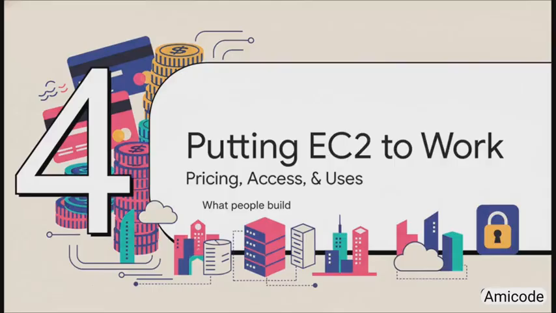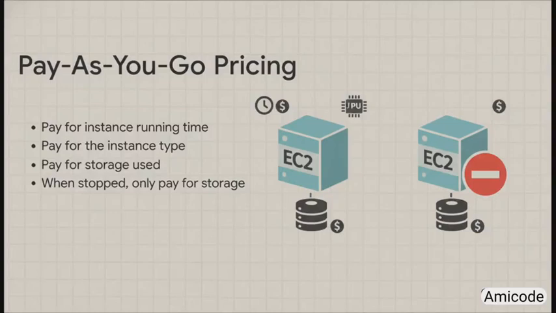Okay, so we've built our virtual computer, at least in theory. Now for the practical stuff. How does the pricing actually work, and what are people doing with all this power? This is one of the most game-changing parts about the cloud. You pay as you go, often down to the second. You get a bill for how long your instance was running, how powerful of an engine you chose, and how much storage you used. And remember that magic trick? The moment you stop the instance, that expensive meter for computing power stops ticking. You only continue to pay a tiny amount for the storage your data sits on.